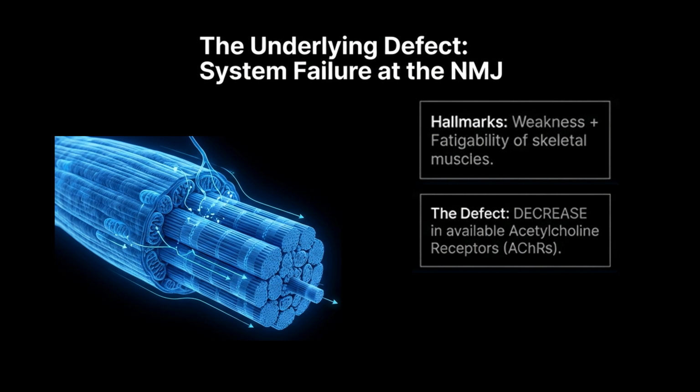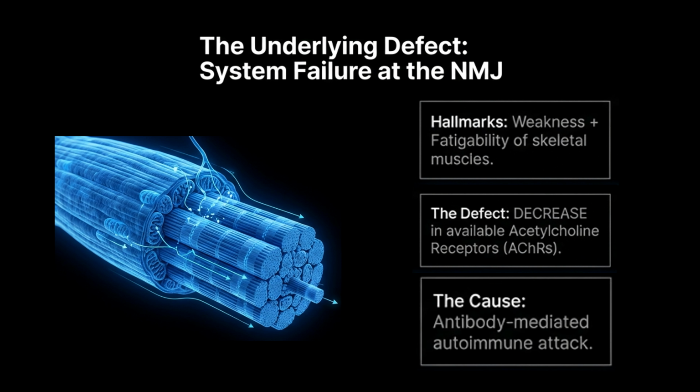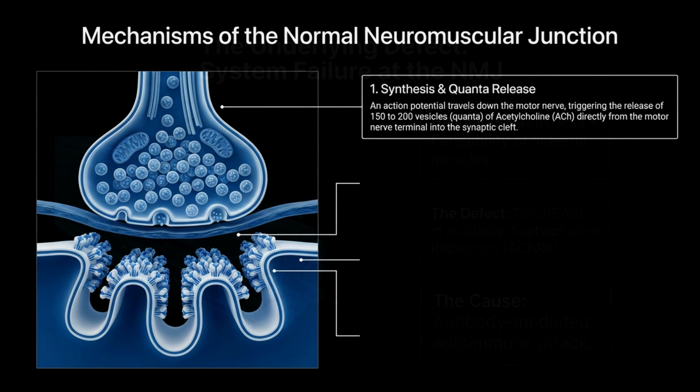The fundamental problem is a decrease in the number of available acetylcholine receptors at the neuromuscular junctions, and this happens due to an antibody-mediated autoimmune attack. Available treatments for MG are highly effective. However, side effects can limit their use, and a cure has remained elusive. To truly understand MG, we must first understand how the normal neuromuscular junction works.